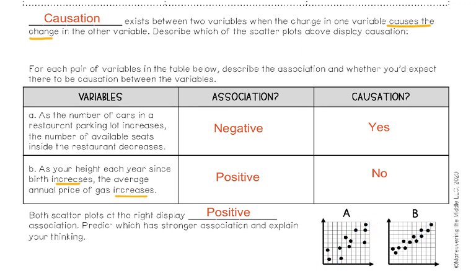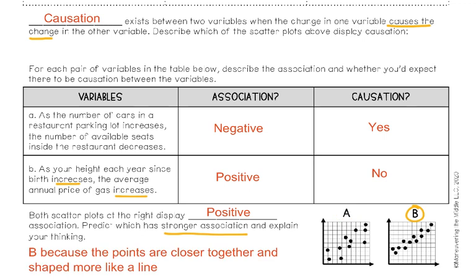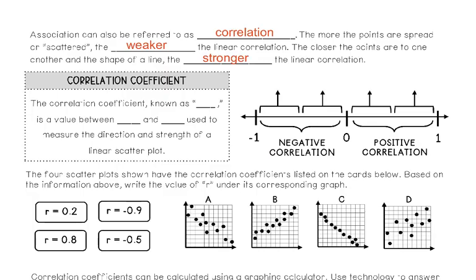You should see a positive association in both of these scatter plots. My question to you is, which one do you think has a stronger association, A or B? Take a prediction and explain your thinking. The scatter plot in B actually has a stronger association because the points are closer together and it's shaped more like a line.